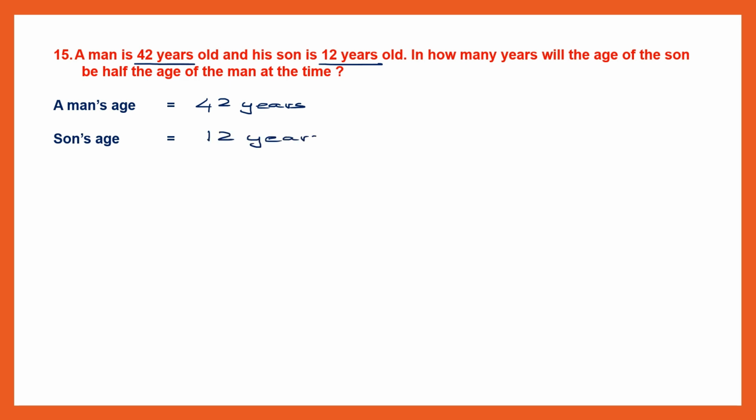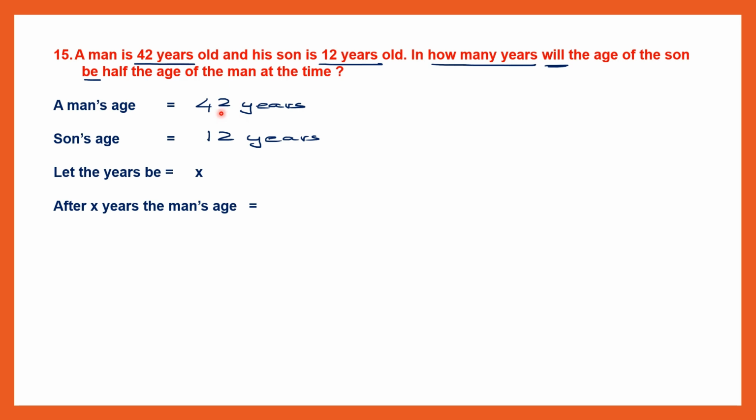Now here we are asked to find in how many years. So we don't know the years. So let's consider the years to be x. They are saying in how many years will the age of the son be half the age of the man, which means it's going to be equal. So let the years be x. That means after x years, we don't know after how many years. After x years, the man's age, now the man's age is 42.